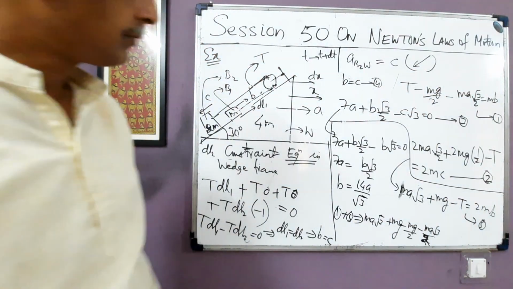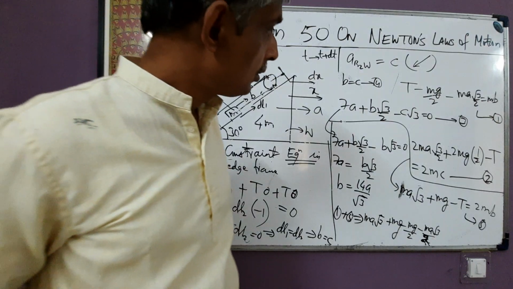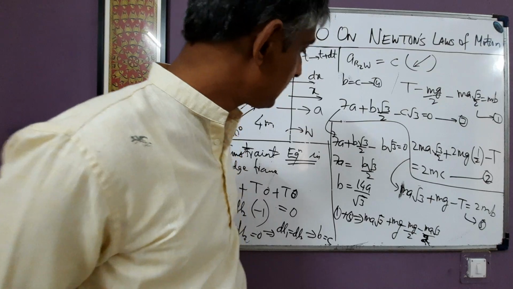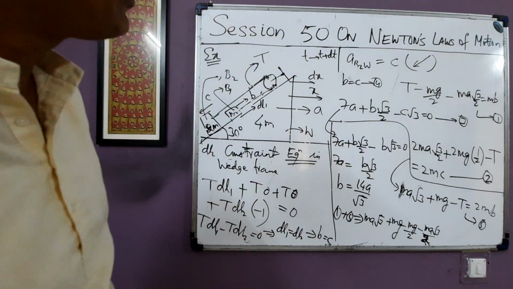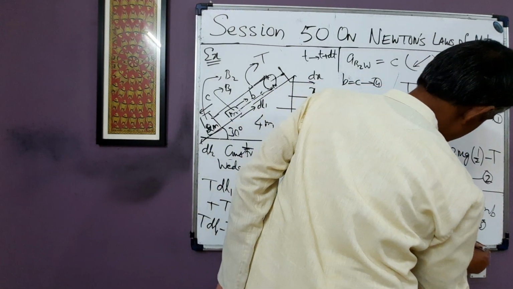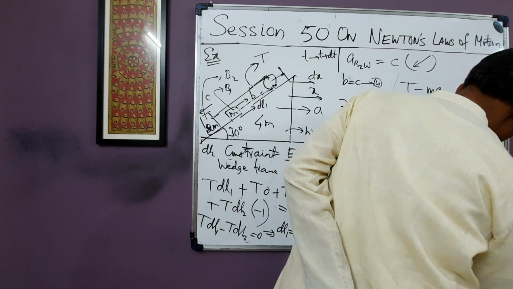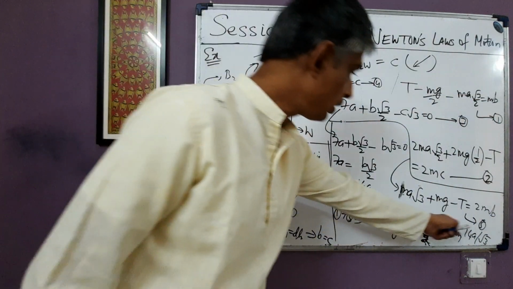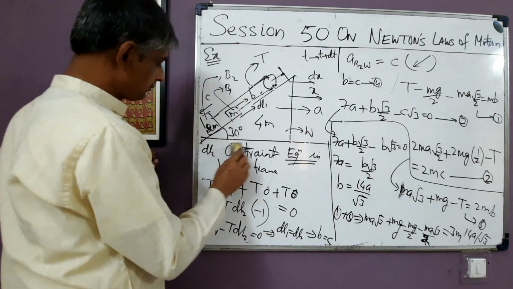It becomes ma root 3 plus mg minus mg by 2 minus ma root 3 by 2 is equal to 2mB plus mB, 3mB. And B is 14A by root 3. Now this can be solved easily for A.